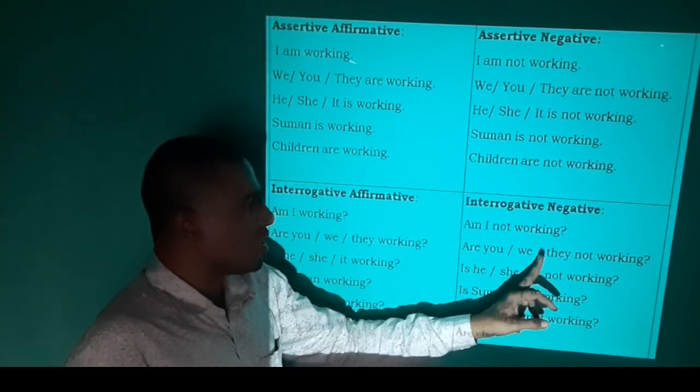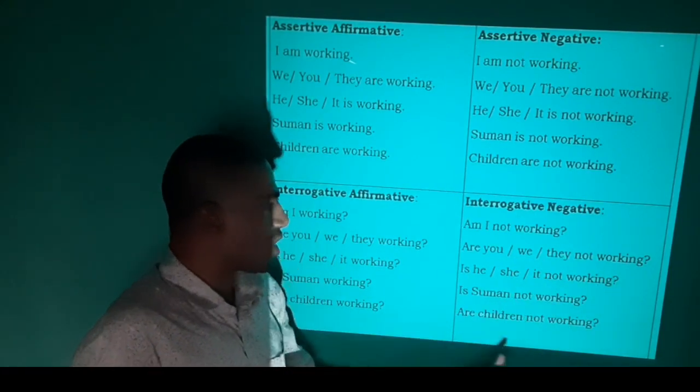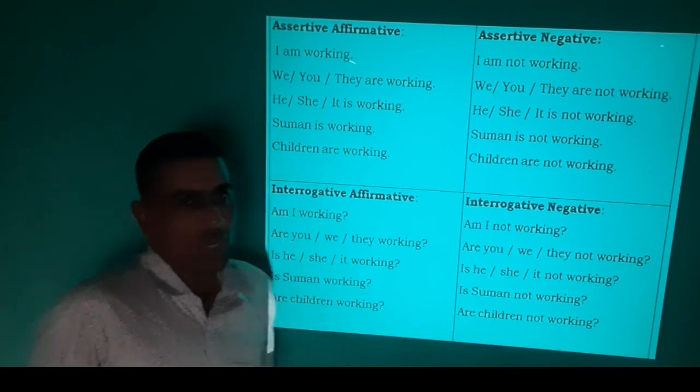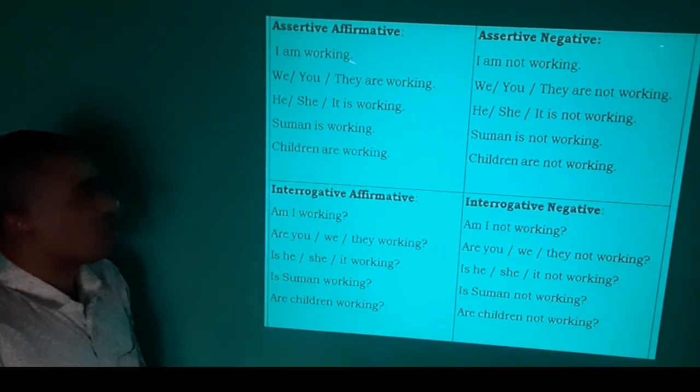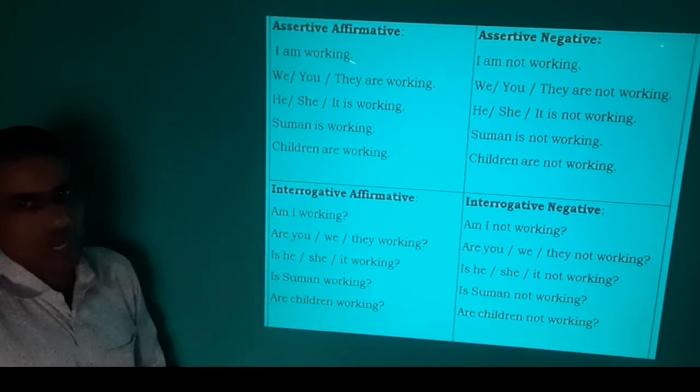So next, if you go to interrogative negative, am I not working? Are you, we, they not working? And then is he, she, it not working? Is Suman not working? And are children not working? So this is the structure and the examples of structure in the present continuous tense.